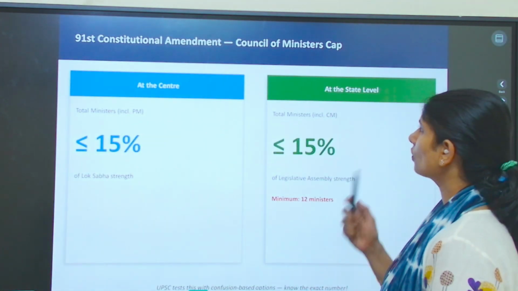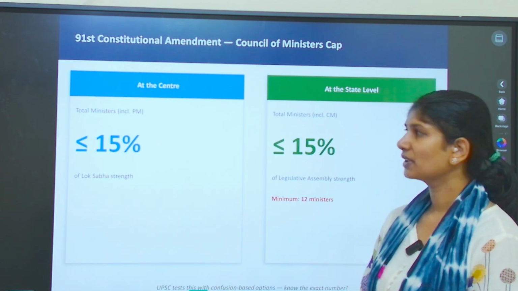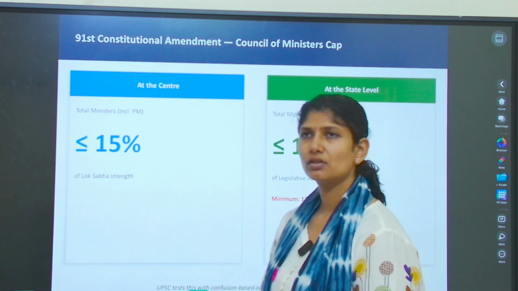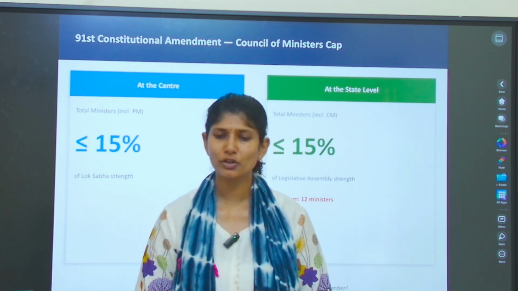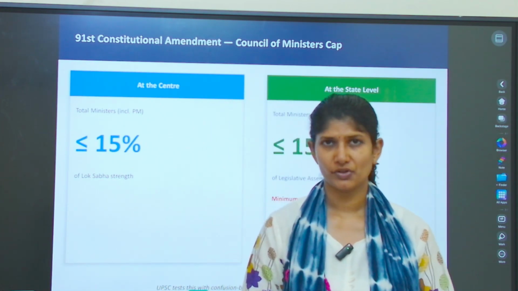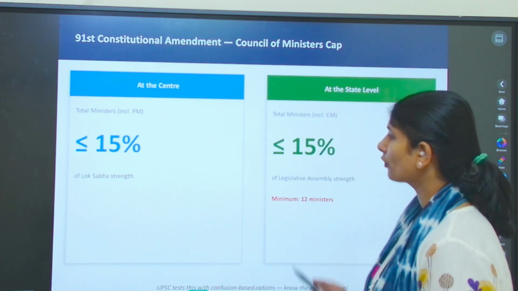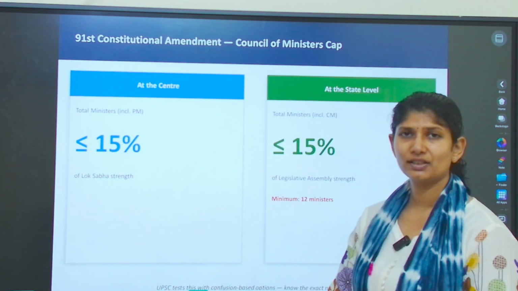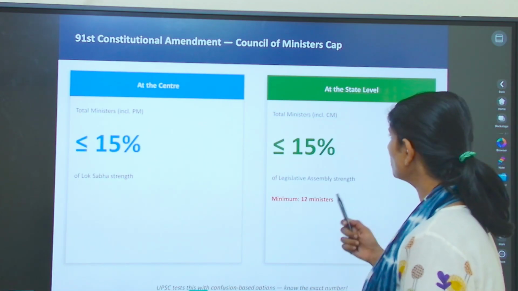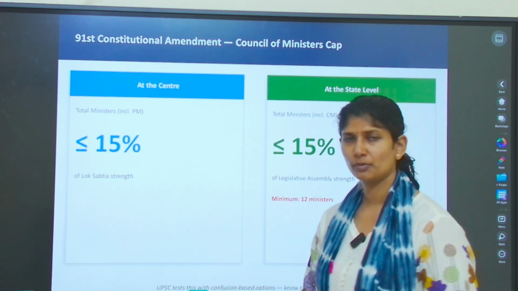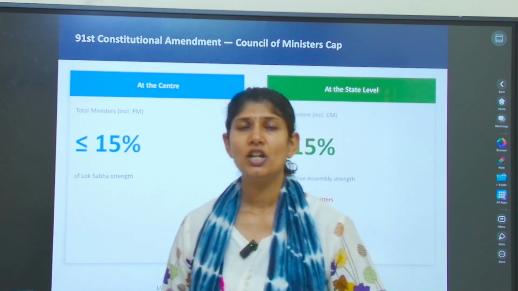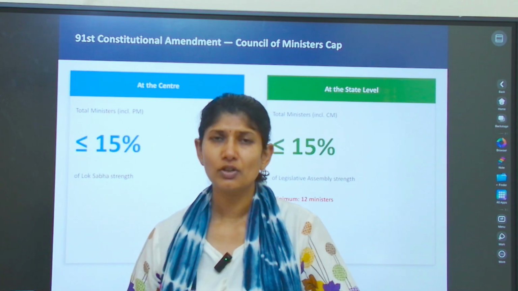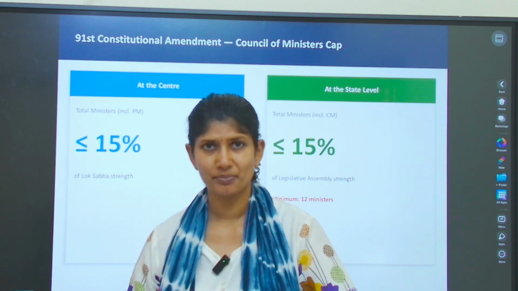Okay. So the 91st constitutional amendment says that at the center, the total council of ministers, including the prime minister, cannot be more than 15% of your Lok Sabha strength. Now, at the state legislative assembly level, the strength of the council of ministers, including the chief minister, shall not be more than 15% of the total strength of the legislative assembly.